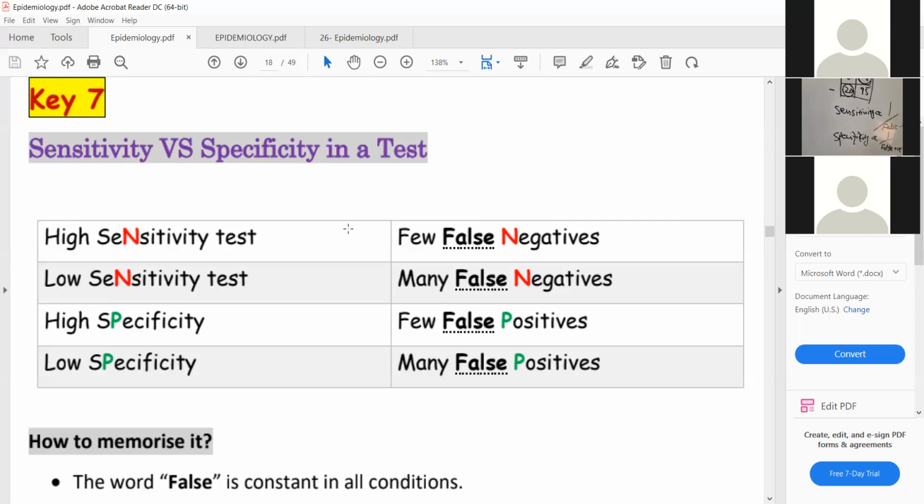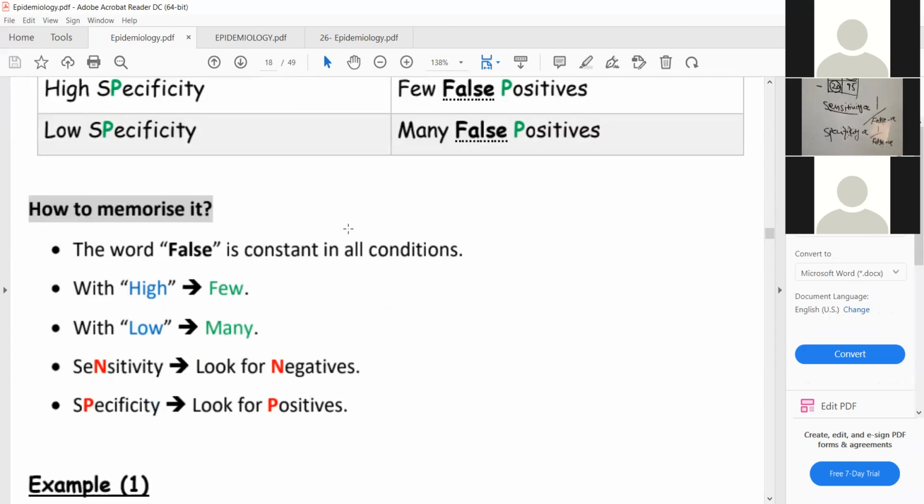Few false negatives mean high sensitivity. Many false negatives mean low sensitivity. If this is high, this will be low. If this is low, this will be high.